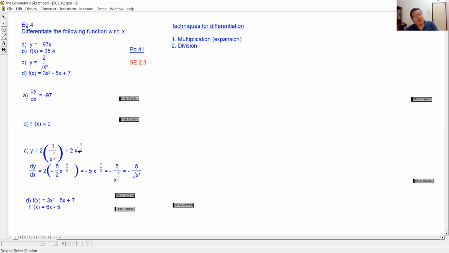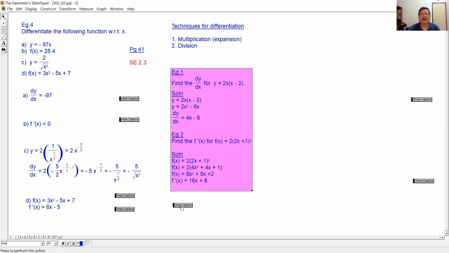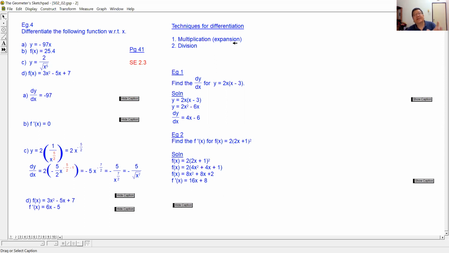Now, most of the time, it will not be very simple and direct like this. Sometimes you will see more complicated functions. So you look at more examples. Now this example involves multiplication, where you need to expand, and division, where you need to cancel away the common factors. Okay, let's take the first question. Example number 1, y equals 2x bracket x minus 3.